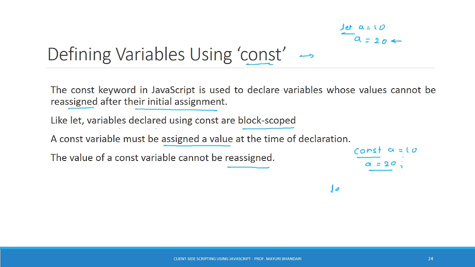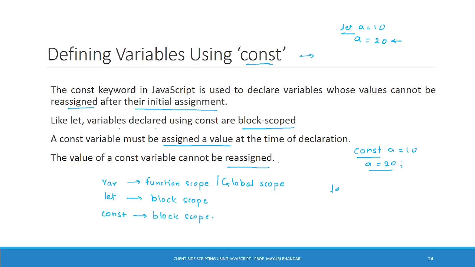So in this way we have three different ways of defining variable in JavaScript. First is var, second is let, and third is const. Var has function scope, and if defined outside the function it is global scope. Let has block scope. Const is also block scope.